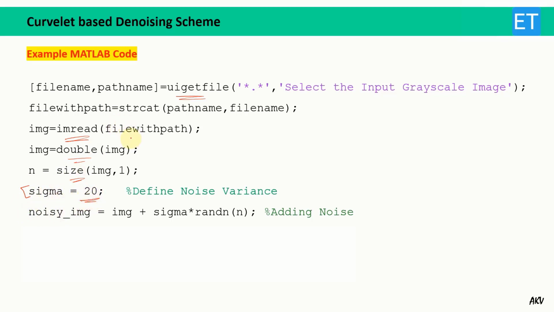Since the image which I am reading is noise free, it's the original image, so I'm making it noisy. Defining a random matrix of normal distribution, then multiplying with the noise variance sigma, then adding this noise to my image, I am getting the noisy image.